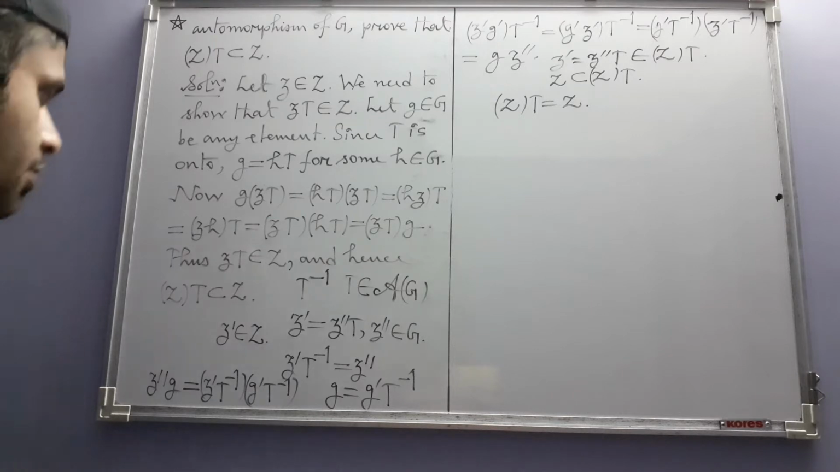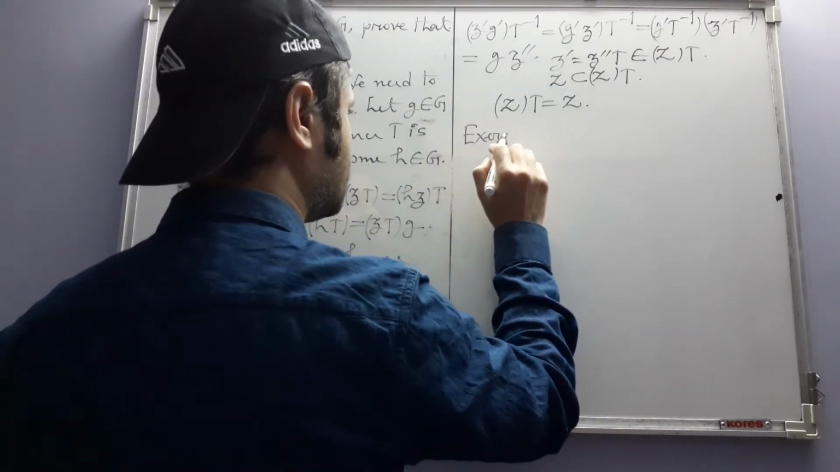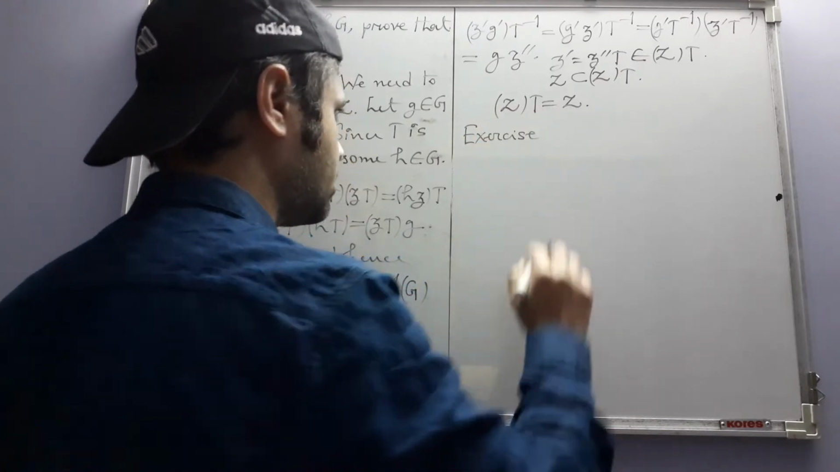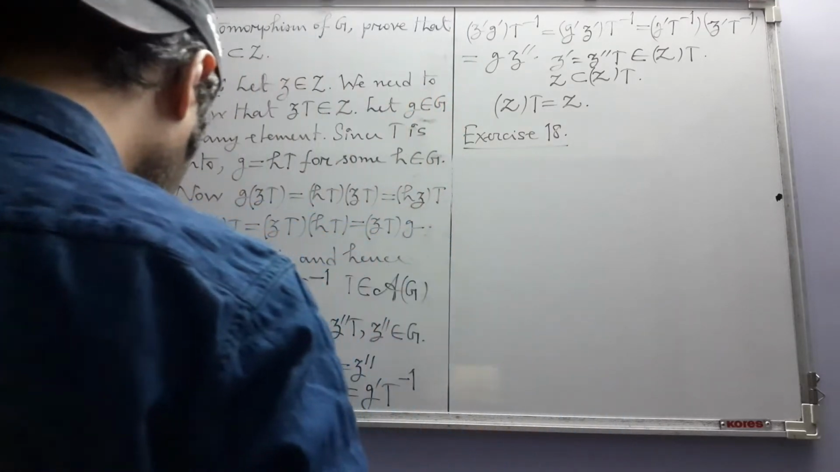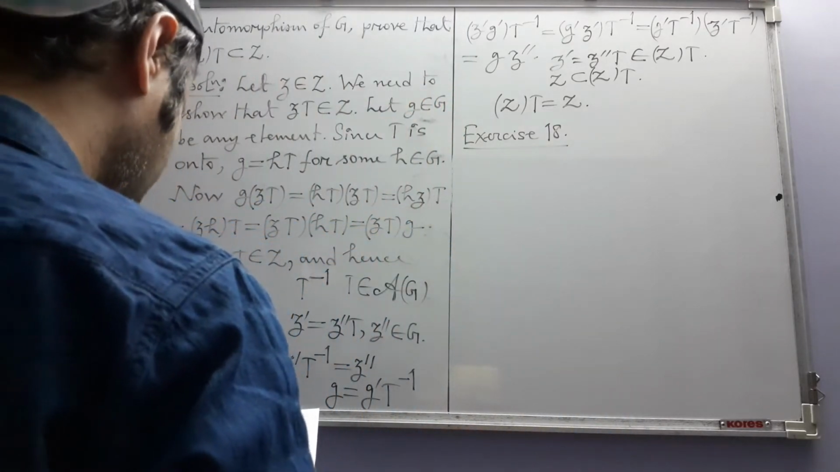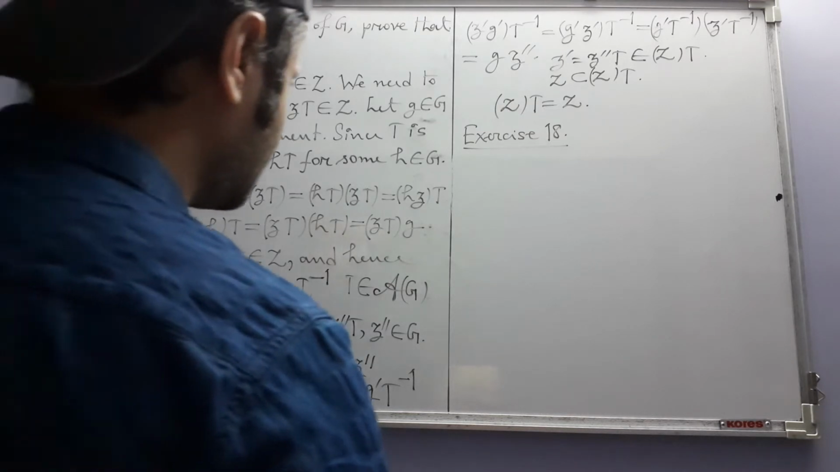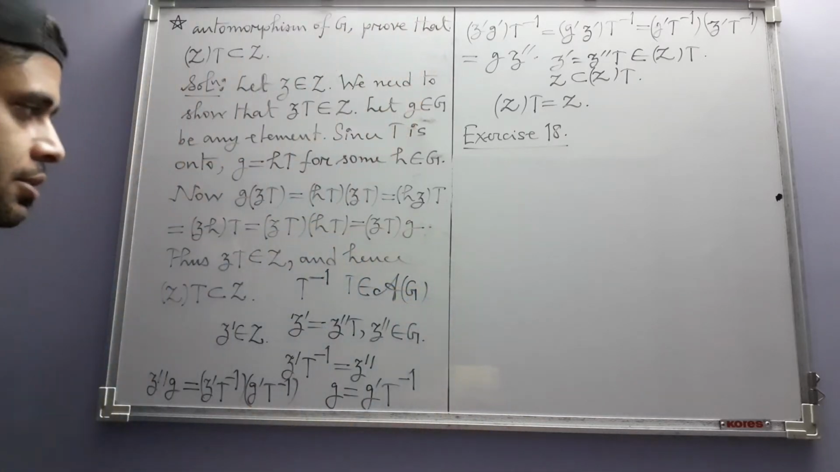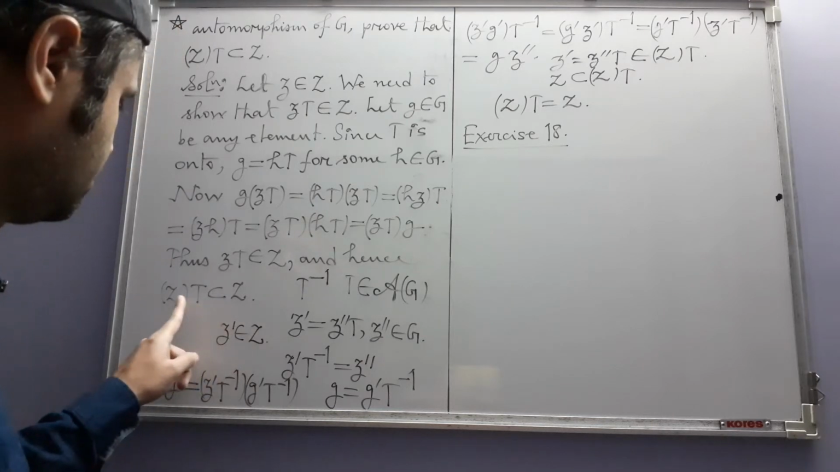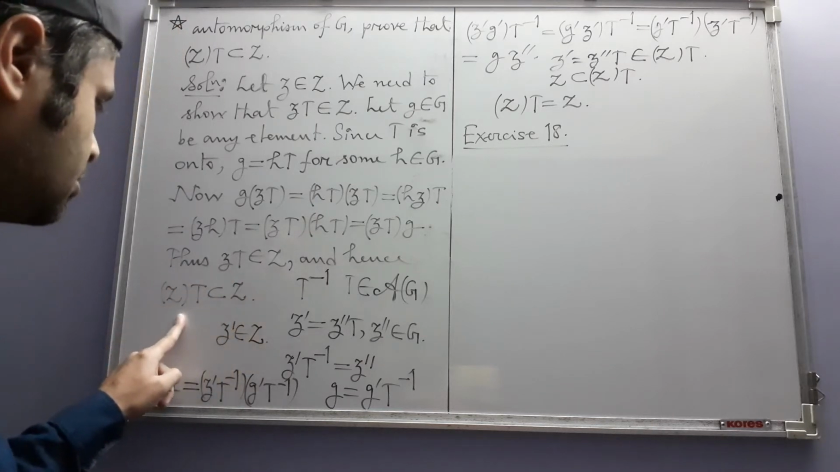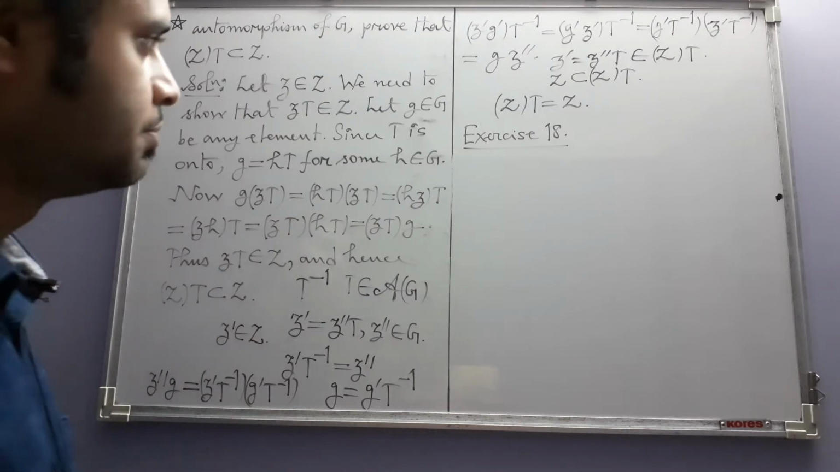Anyway, let us now move on. Exercise 18 next. Let G be a group and T an automorphism of G. Do you observe something else also about the previous exercise? Since T is any automorphism, this inclusion tells us that the center is a characteristic subgroup of G.